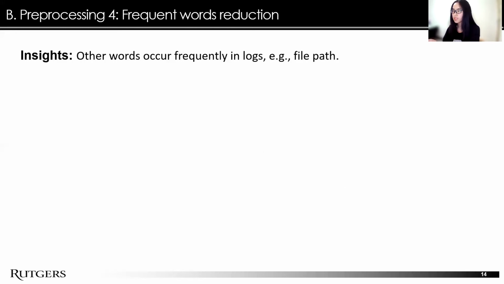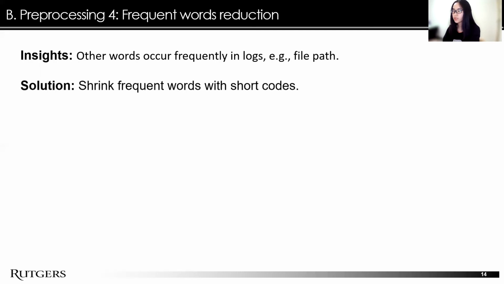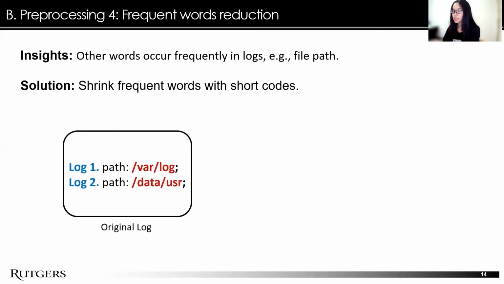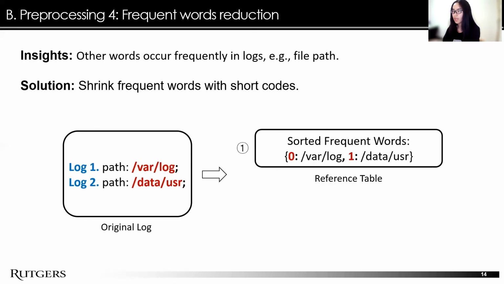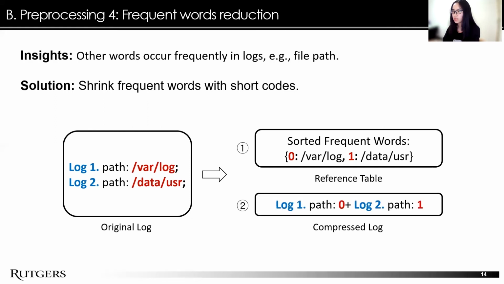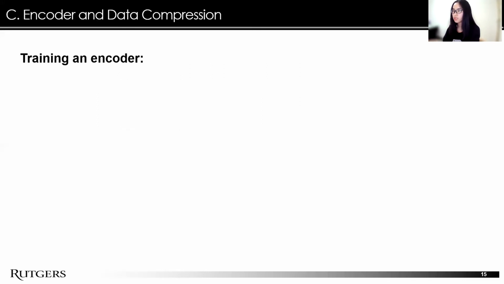Finally, the last preprocessing rule removes redundancies caused by other frequent words, such as file paths. It removes the redundancies of storing these frequent words by using short codes. Given an example consisting of 2 log entries, each entry contains a path. ELISE obtains frequent words and gives each of them a code based on their frequencies. ELISE then replaces words in the original log with these codes to reduce the redundancies. Preprocessing rules designed based on domain knowledge can remove log redundancies before the encoding.